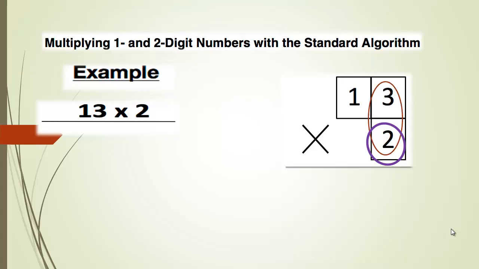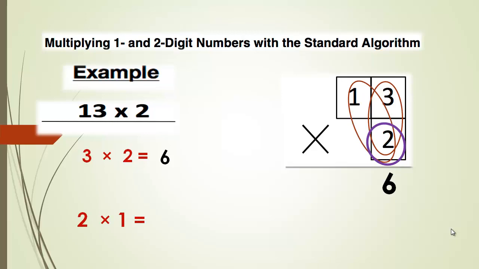At first, 2 times 3. How many is 2 times 3? From our multiplication table, 2 times 3 equals 6. Very good. Go and write 6 in the ones place. After that, 2 times 1.